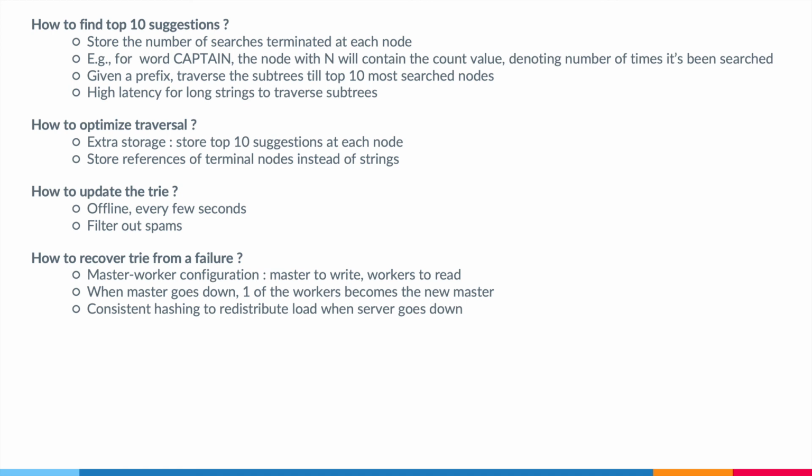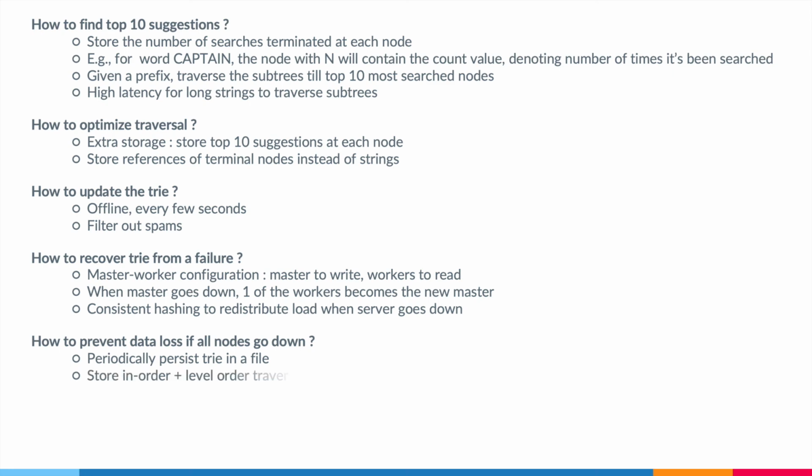But what if instead of one master node, all the nodes go down simultaneously? We would need a way to rebuild our trie from scratch. To do that, we would need to persist the trie data in a file periodically. To build a trie, we could store its in-order plus level order traversals, since these two traversals are sufficient to rebuild a tree from scratch. To optimize searching itself, we could leverage caching on the servers and even serve content with a CDN to reduce latency.